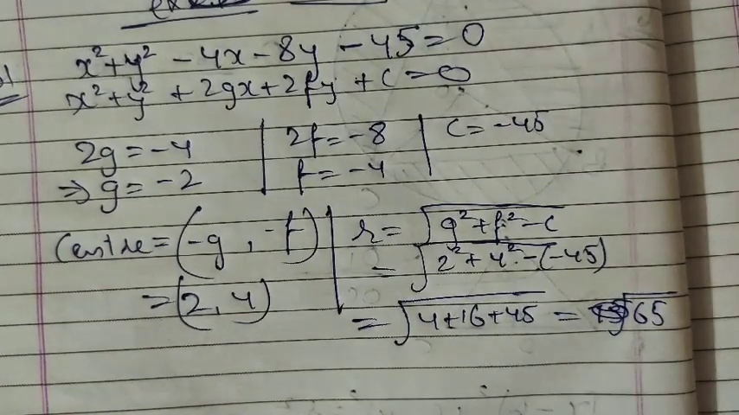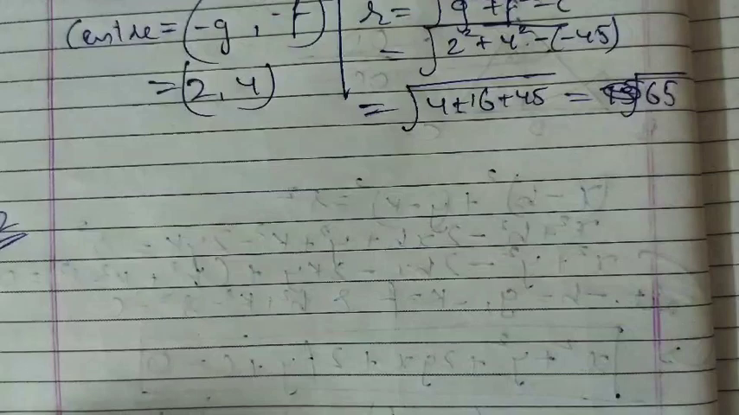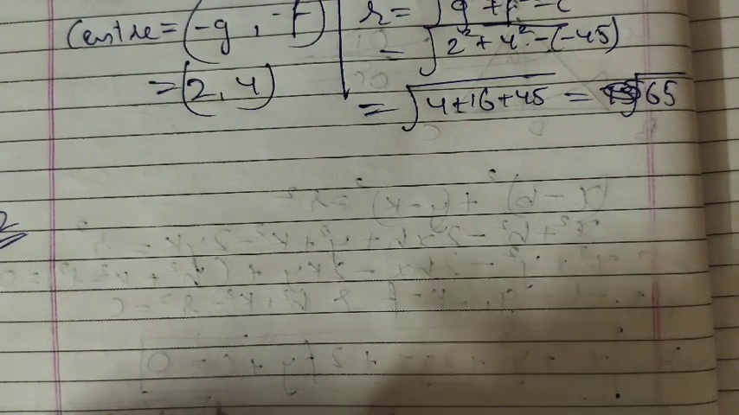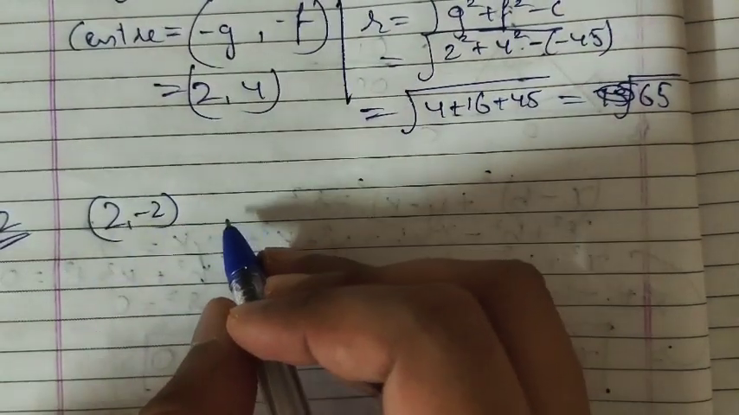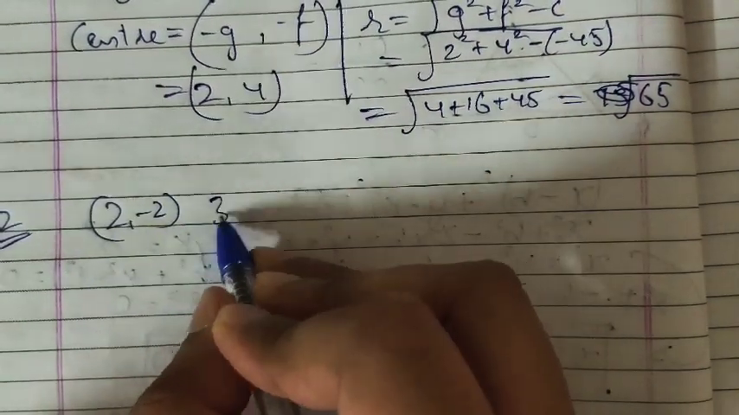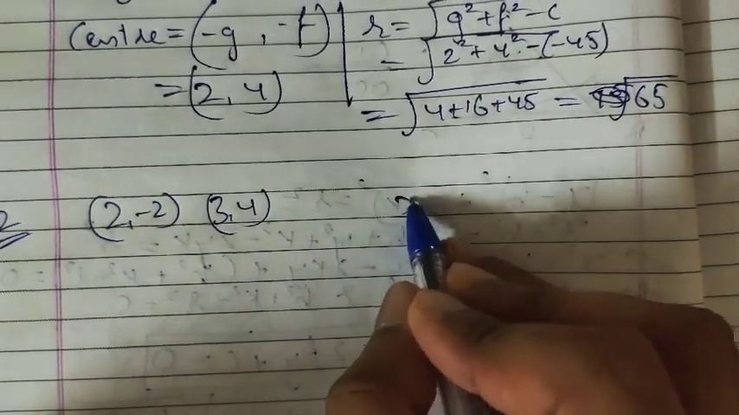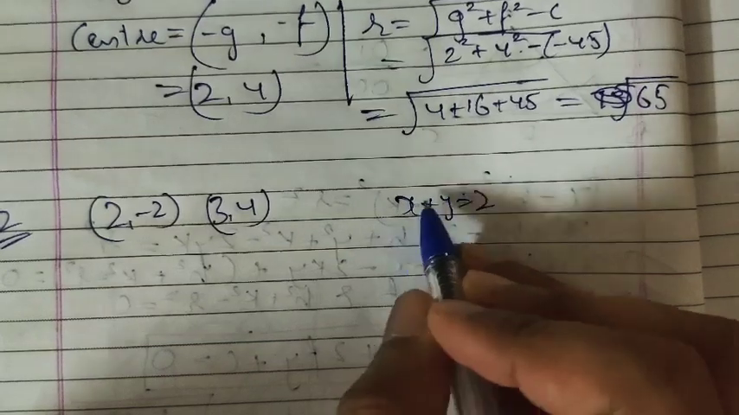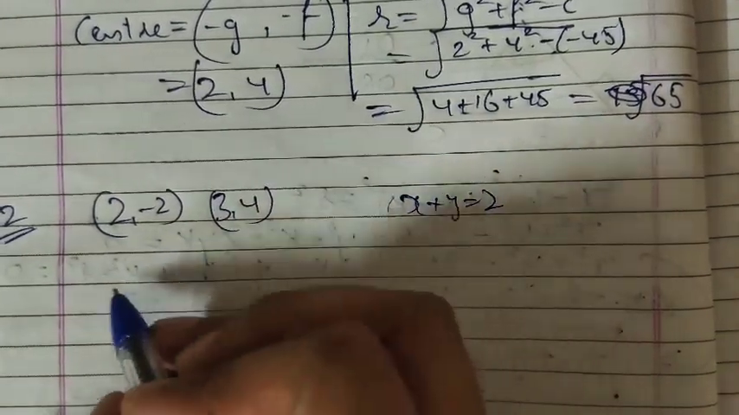So this is what we have to determine. Next is question number second. In question number second, find the equation of a circle which passes through the points (2, -2) and (3, 4) and whose center lies on the line x + y = 2. The center lies on this line and these two coordinates are on the circle.